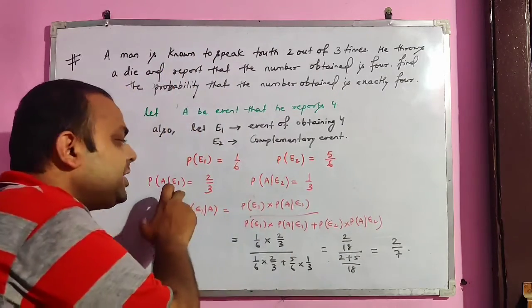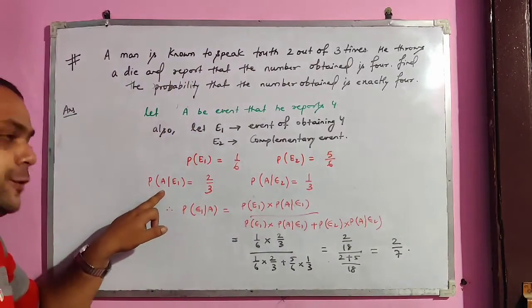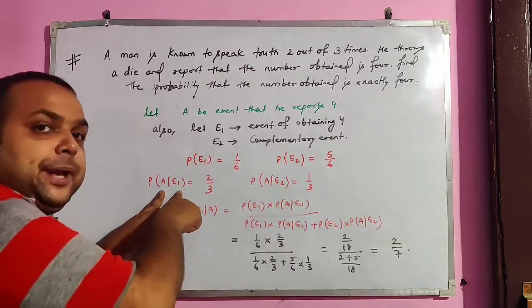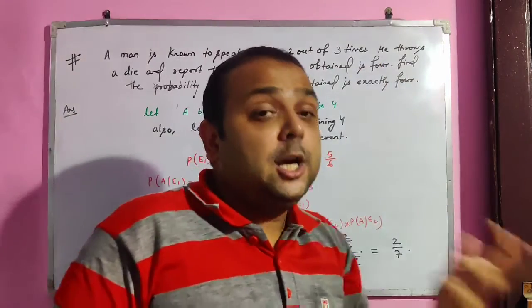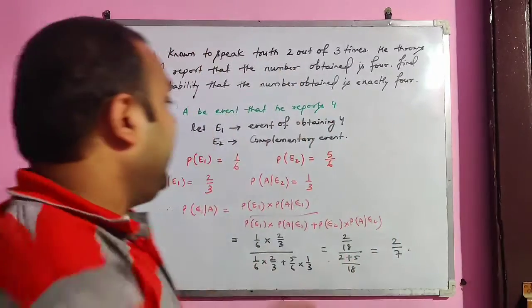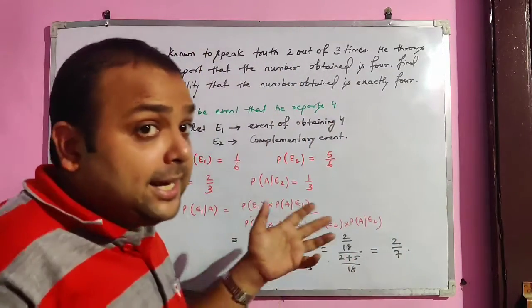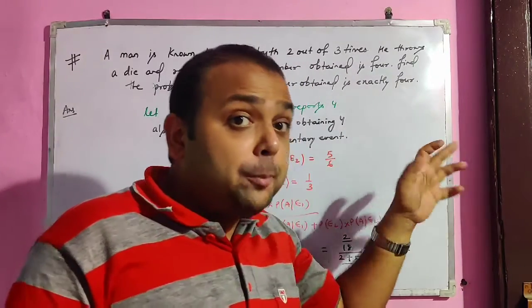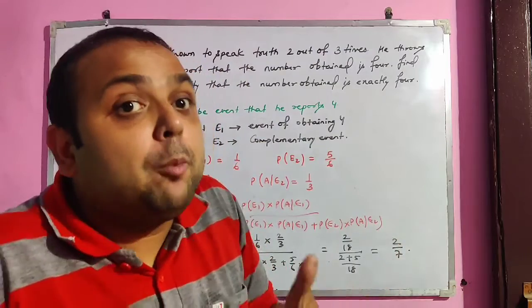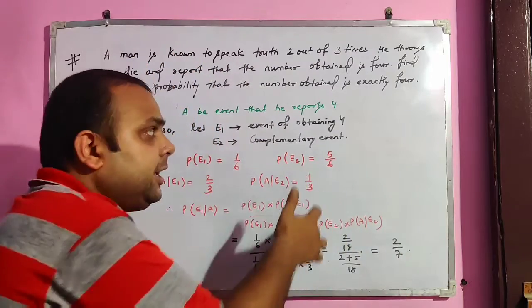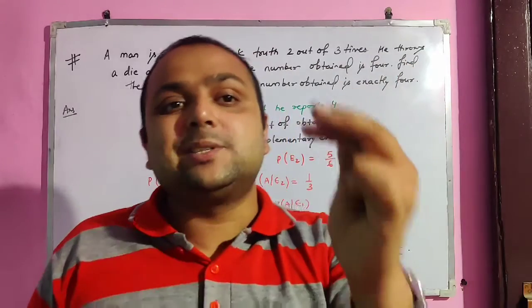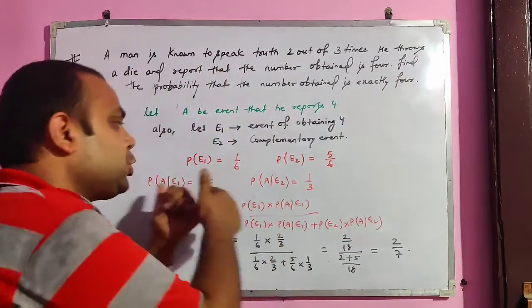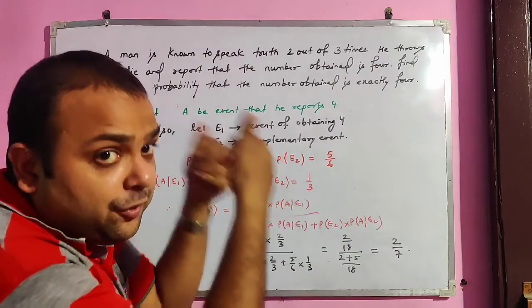Now A conditional E1, that is he reports 4 and 4 is obtained, is 2 by 3, because out of the 3 sentences he says 2 are correct. A conditional E2, that is he reports 4 but 4 is not there, the complementary event, is 1 by 3, because out of 3, 1 sentence is false and 2 sentences are true. So this is 2 by 3 and this is 1 by 3.